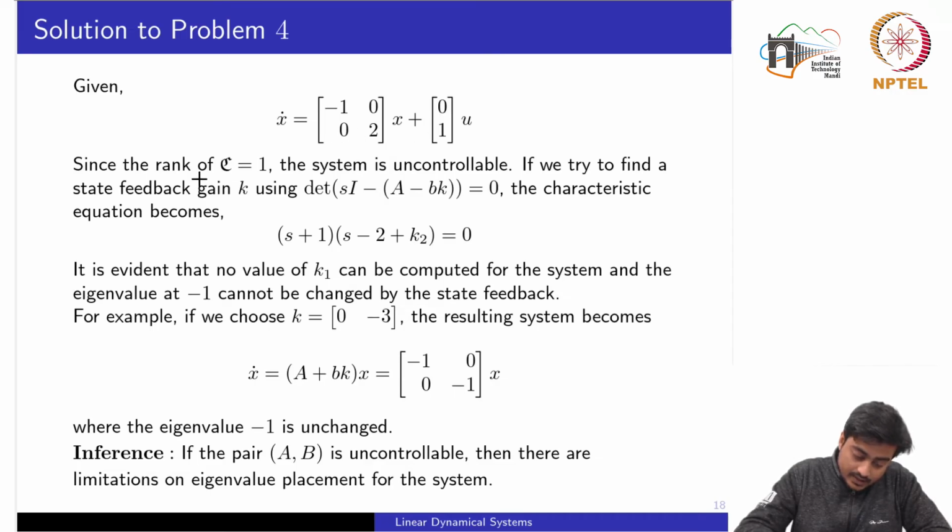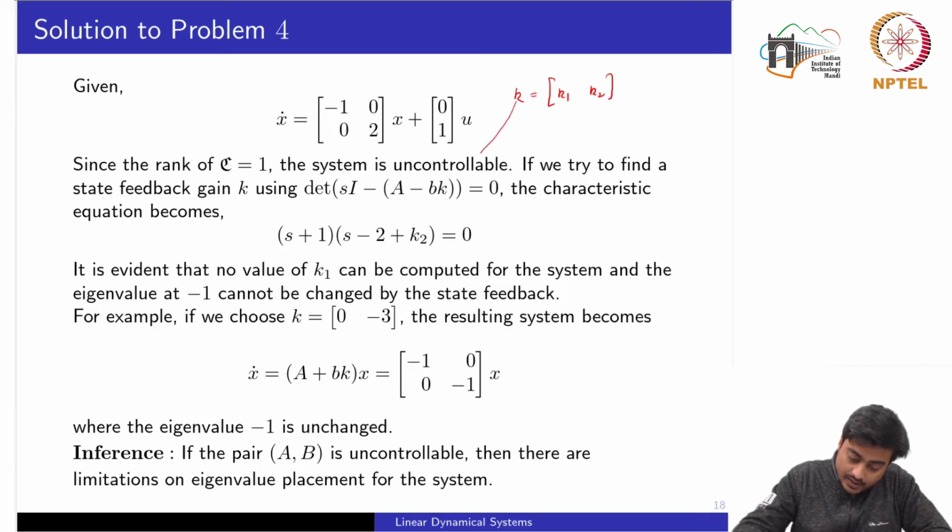We compute the rank of the controllability matrix, which is 1 and not equal to 2. So we know that the system is uncontrollable, and we cannot place the eigenvalues at any arbitrary location. Now if we try to find a state feedback gain using the formula determinant of sI minus A minus BK, by putting it equal to 0, the characteristic equation becomes this. Here K we have chosen as K1 and K2.